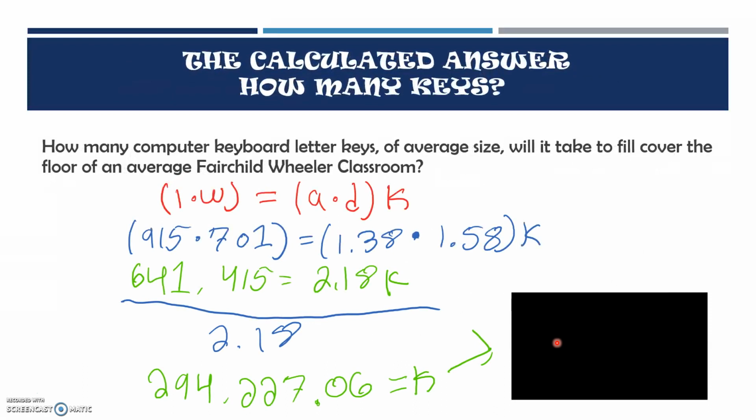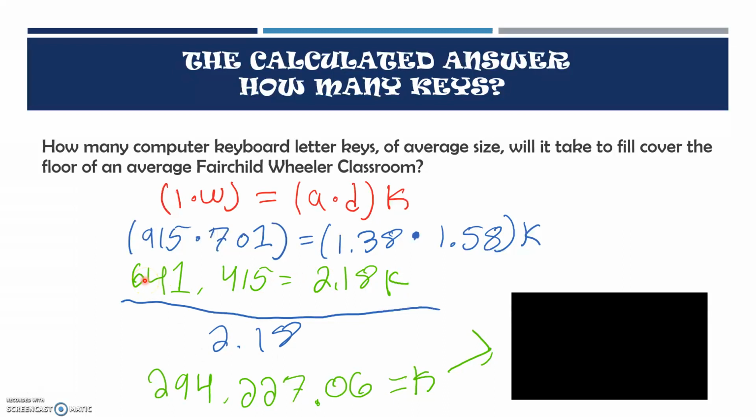The actual calculated answer. How many keys do we need? We plug the length in of the classroom. We plug the width in of the classroom. We plug the length in of the computer key average, and we plug the width in. Multiply the two on each side. So the total area of a Fairchild classroom is about 641,415 centimeters. And the average area for the average letter key is about 2.18 centimeters.